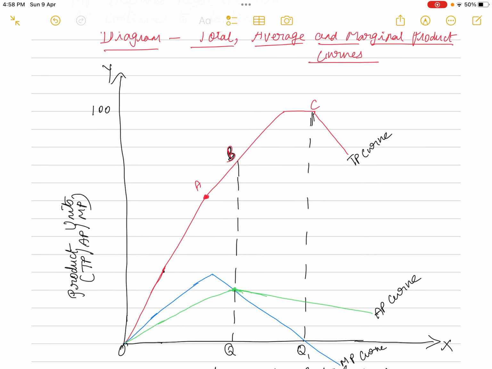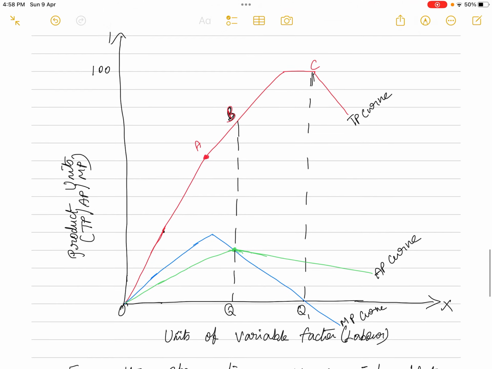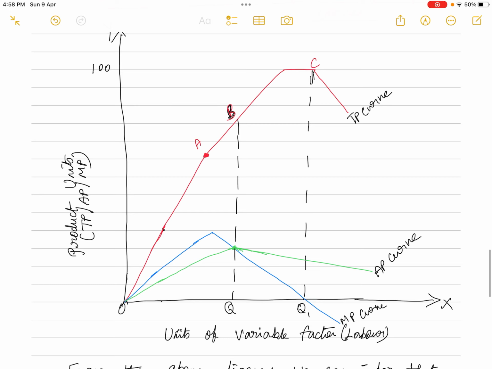Okay, so the same thing you have to represent in the form of a diagram also, that is the total, average and marginal product. You won't be having much time to plot the points and all. So you should practice yourself to draw the diagram in freehand. Now first draw the x-axis and y-axis. Immediately mention what you are representing in the x-axis and what you are representing in the y-axis. So x-axis, units of variable factor, that is labor, and y-axis the product, that is TP, AP and MP.